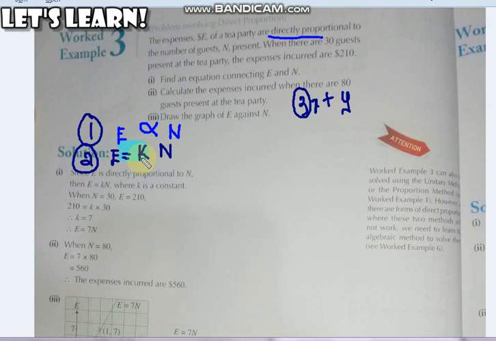To find K, we need to actually know E and N. अगर मुझे K को find करना है, I must know E and I must know N. So am I given the values of E and N? Do I know the expenses? Do I know the number of guests? Yes. If you see in the second line, we are told that if there are 30 guests, we have to pay $210. So I will be writing $210 in place of E.